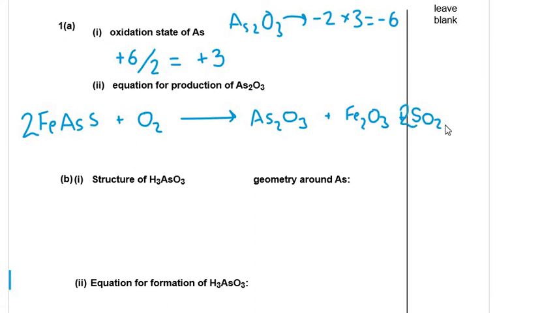And finally, to balance the oxygens, we should see the total contribution to the number of oxygens from the sulfur dioxide is 4. In the iron 3 oxide, we've got 3 oxygen atoms, and in the arsenicum album, we also have 3 oxygen atoms, for a total of 10 oxygen atoms in the products, which means that we're going to need 5 O2 in the reactants to balance that out.